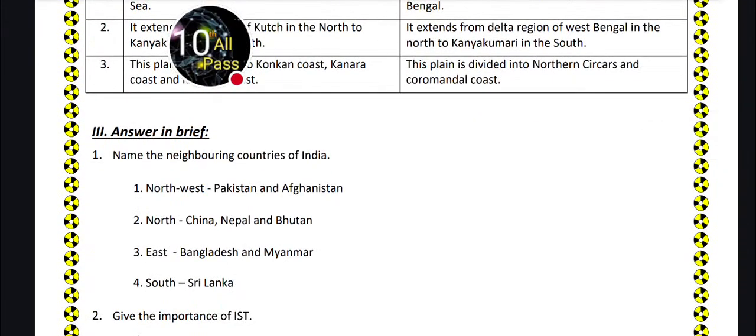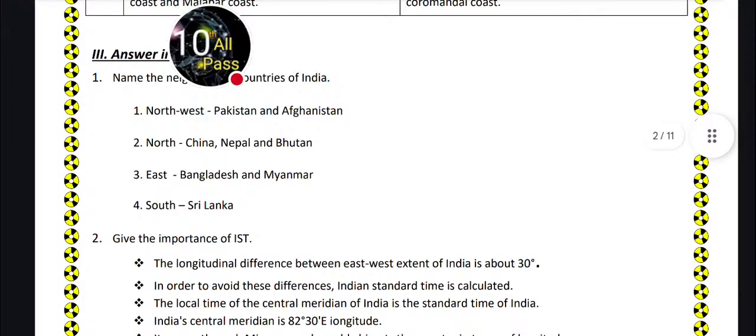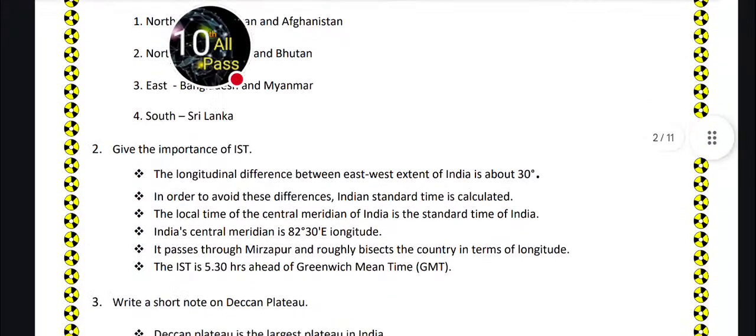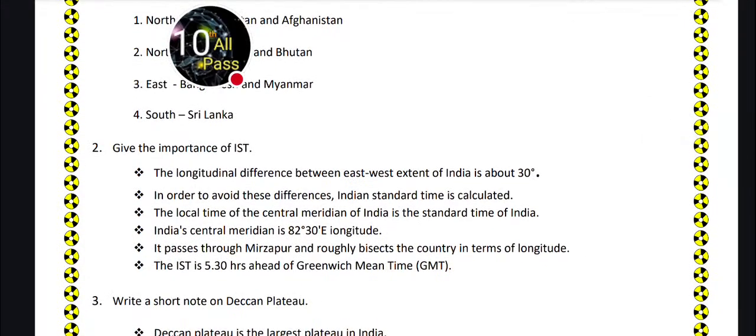Answer in brief. First one, name the neighboring countries of India. Answer. Northwest, Pakistan, Afghanistan. North, China, Nepal and Bhutan. East, Bangladesh and Myanmar. South, Sri Lanka. Second one, give the importance of IST.